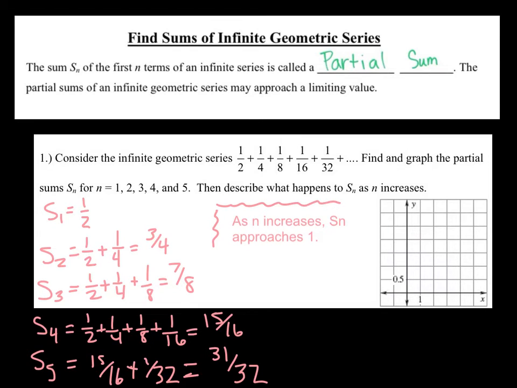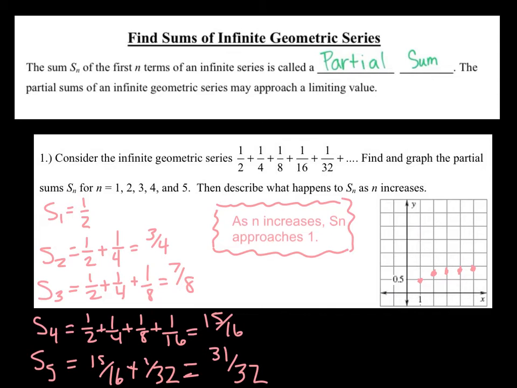So let's go ahead and graph this. And it gives us the intervals for us. So the sum of your first term, S sub 1, is 1/2. And then 3/4. And then 7/8, 15/16, and 31/32. So they're getting really, really close to 1.